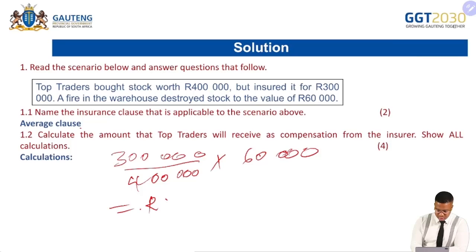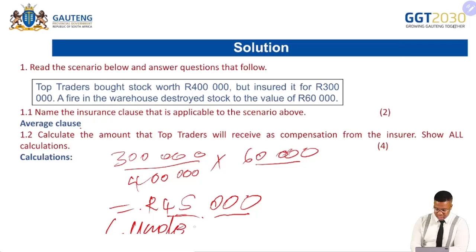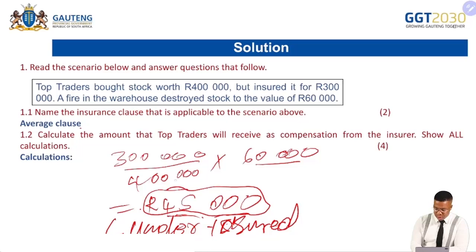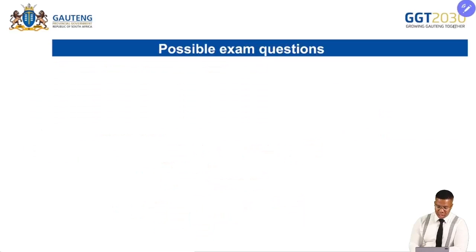To be 45,000. So in some questions, there can be a question to say, why maybe did Top Trader receive 45,000 instead of 60,000? This is because Top Trader is underinsured. Because Top Trader is underinsured, they will not receive the full amount of damages. They will have to be responsible for part of the amount that they were not paying from the insurance premium.